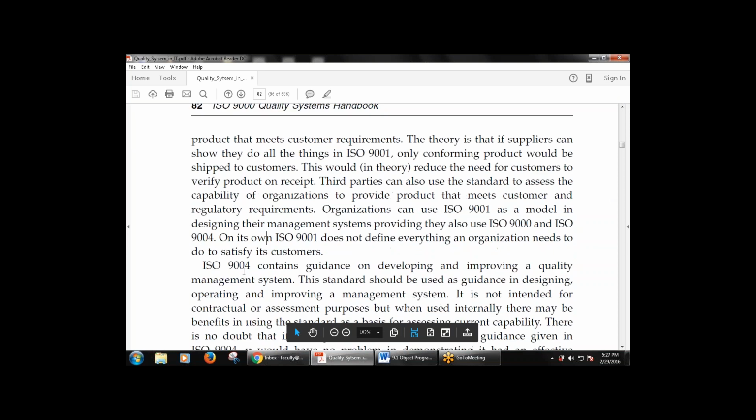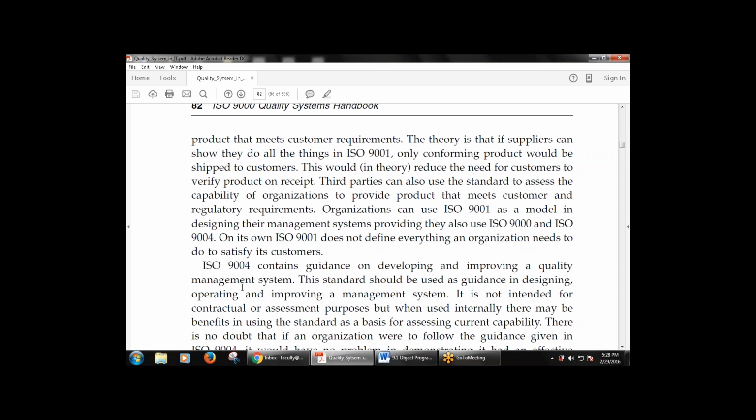ISO 9004 contains guidance on developing and improving a quality management system. This standard should be used as guidance in designing, operating, and improving a management system.